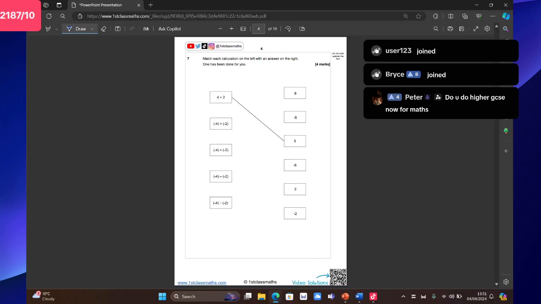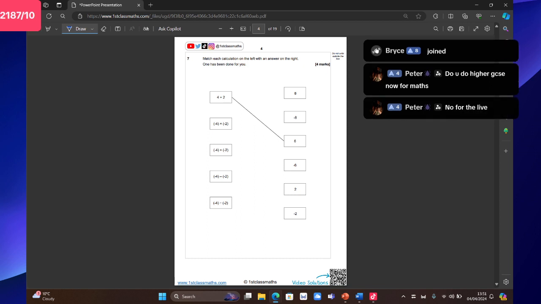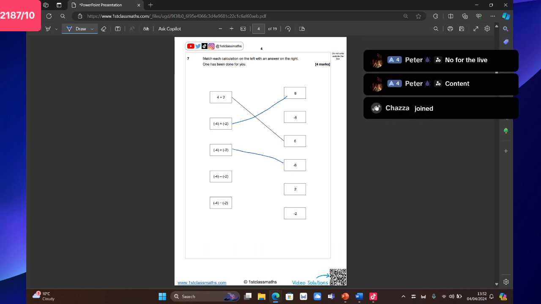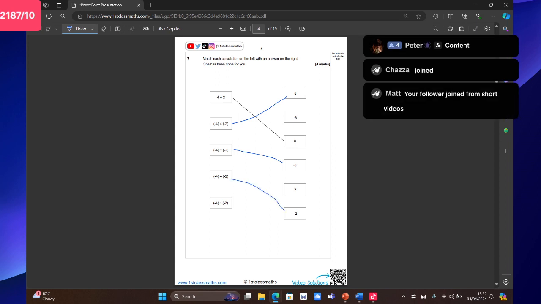Okay, so minus 4 times minus 2 makes plus 8. Minus 4, add minus 2. So a plus and a minus goes to a minus. Minus 4 minus 2 is going to be minus 6. Minus 4 subtract negative 2. Okay, it's going to be minus 4 plus 2. So that's going to be minus 2. And then negative 4 divided by negative 2. So 2 negatives make a positive. So the answer is going to be positive 2.